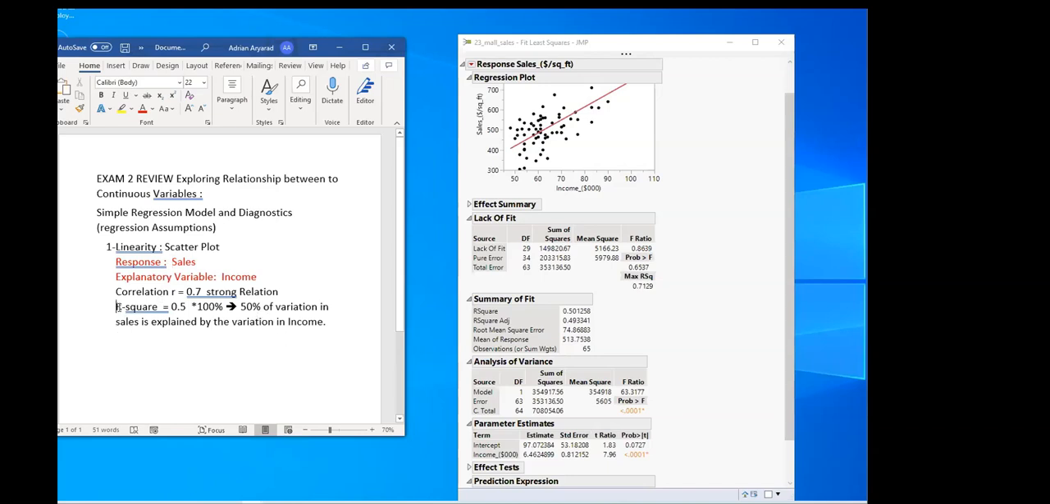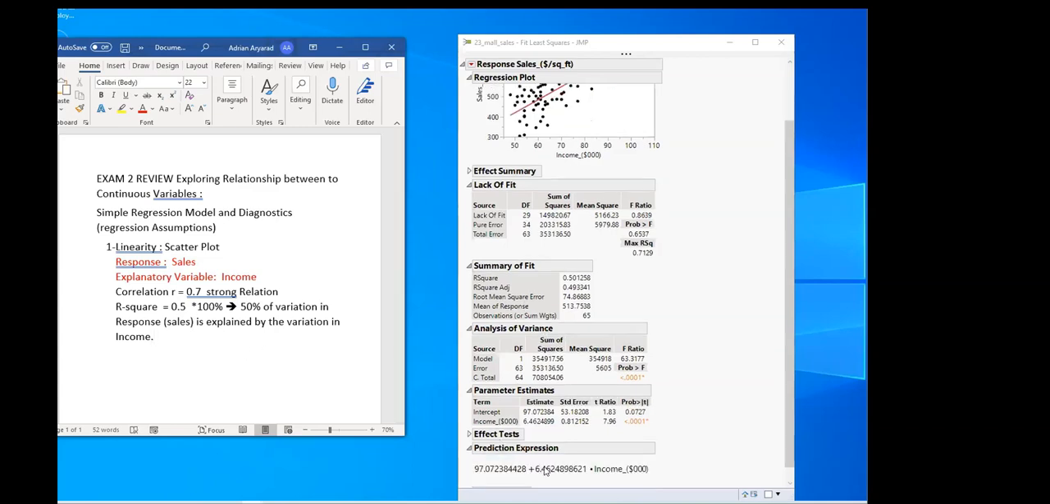So that's how you explain the R-square, okay? Multiply by 100% and say that amount of variation in your response variable. It's always response. If you don't remember which one to use, remember that it's a response. It's explained by the explanatory variable, income. Okay, what's next? Next, let's just type in the regression formula.